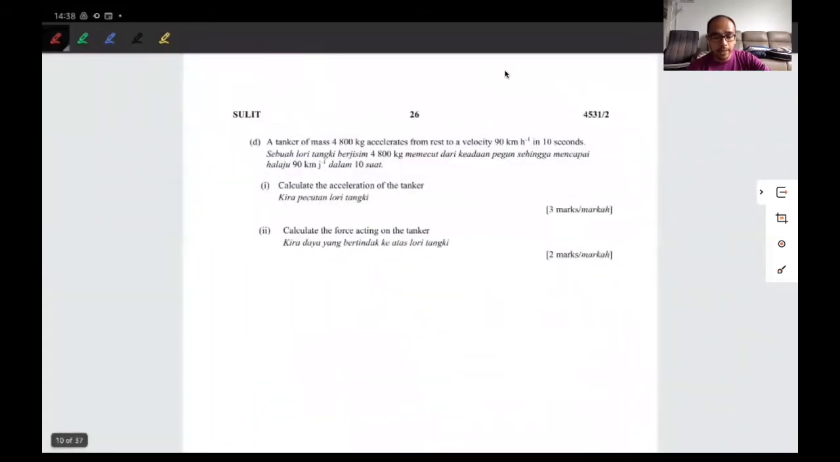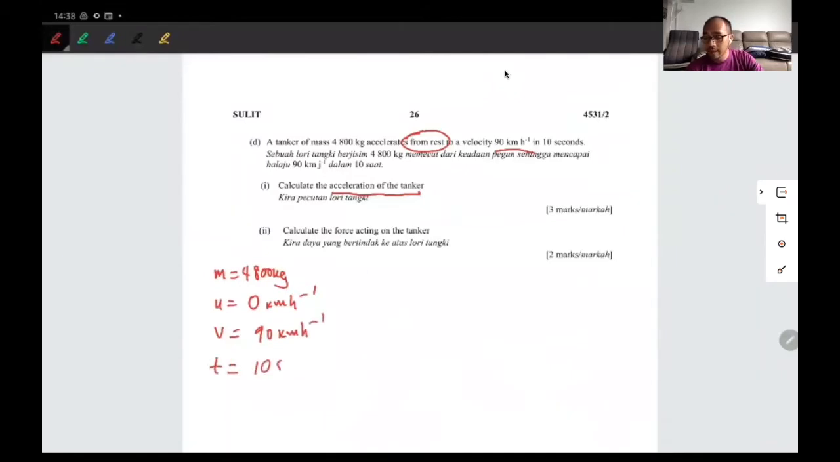Okay, a tanker of mass yada yada accelerates from yada yada. So calculate the acceleration of the tanker. You are given the mass is 4,800 kg. Since it is moving from rest, u will be equal to 0. And I'm going to use kilometers per hour since everything is in kilometers per hour. So v will be 90 kilometers per hour, but unfortunately our time is in 10 seconds. Don't you just love these kinds of questions?